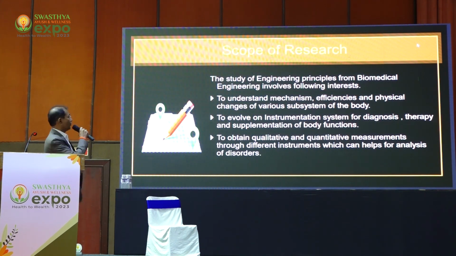Now, what is the scope? The study of engineering principles from a biomedical aspect. What are the areas of interest? To understand the mechanism, efficiencies, and physical changes of various subsystems of the body. We should be able to understand everything.